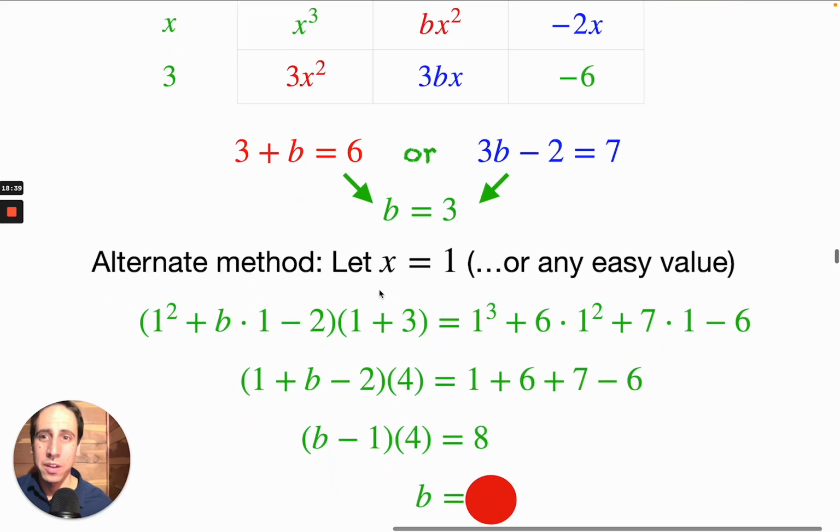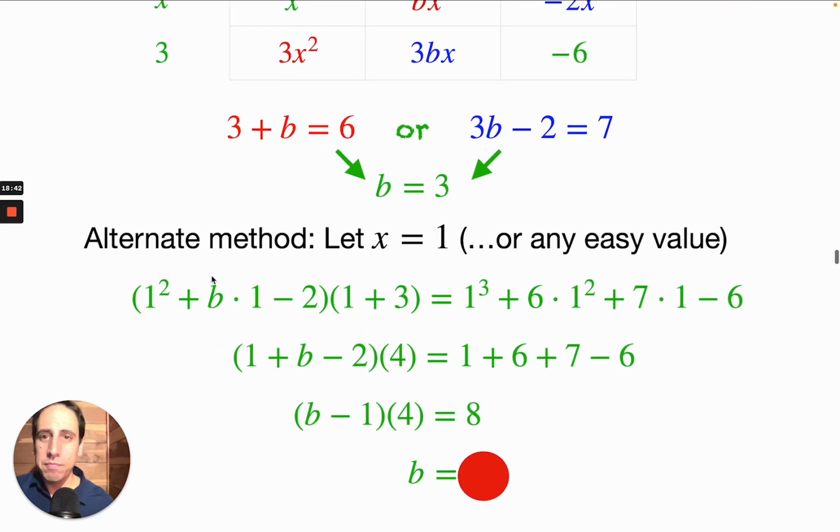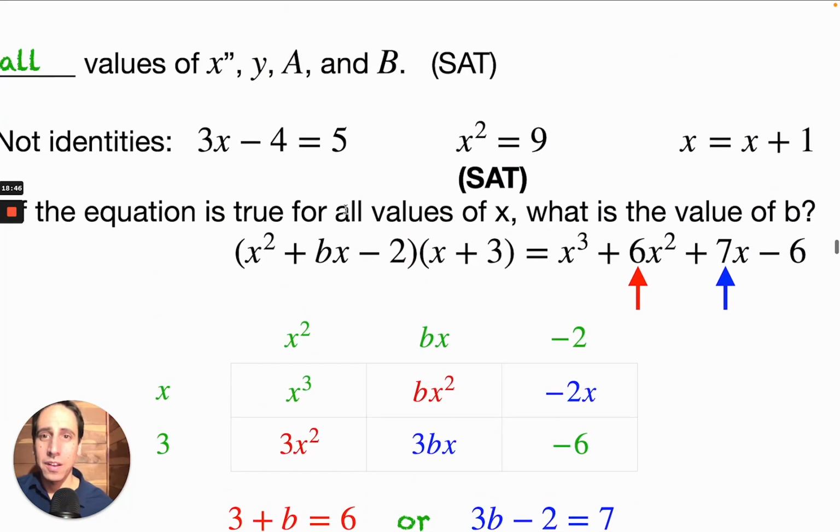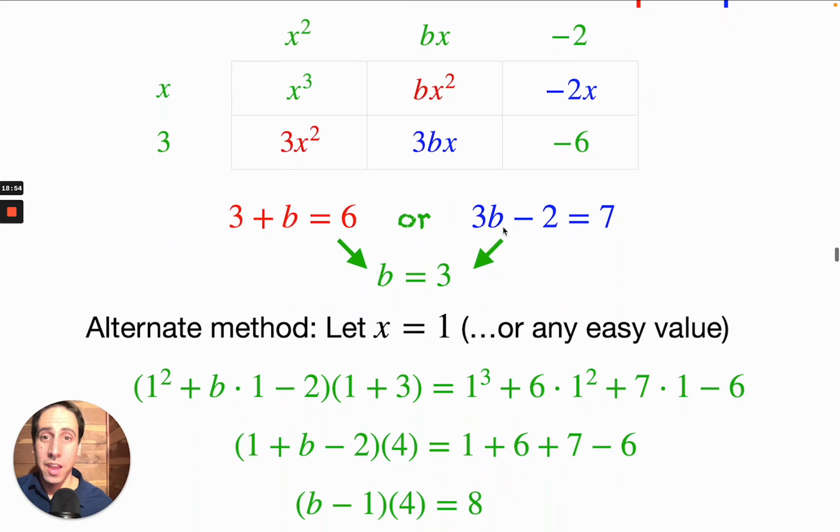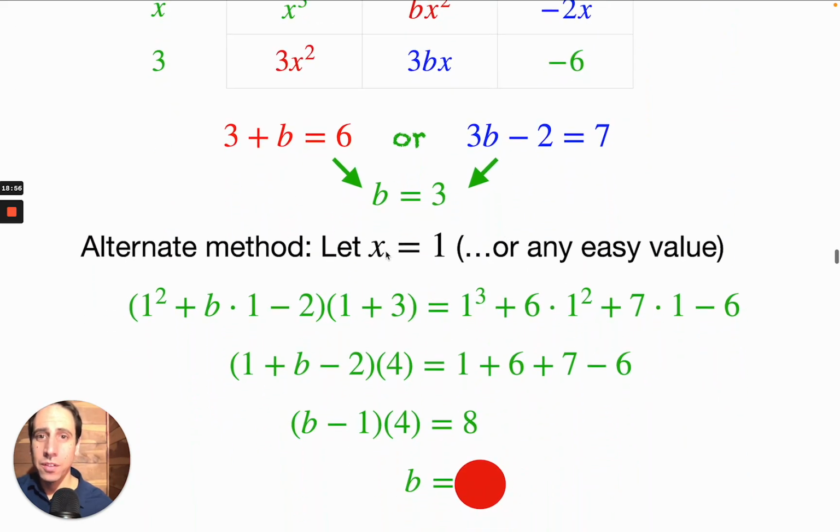Let's just choose 1. I'm going to put 1 in for the entire equation, because if it's true for all values of x, then it doesn't matter what value of x we choose. It should work as a solution. So x equals 1. You could have chosen x equals 10 or x equals 1,000. And you actually substitute it in and see what you get.